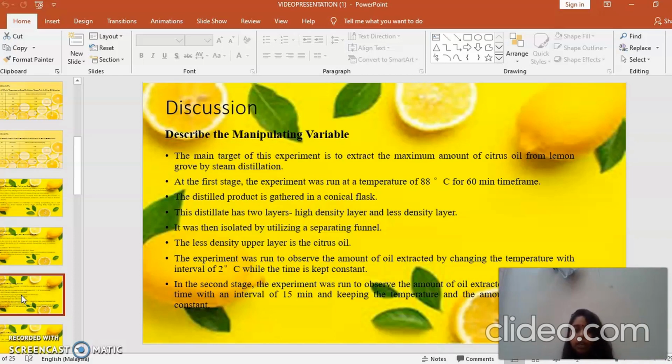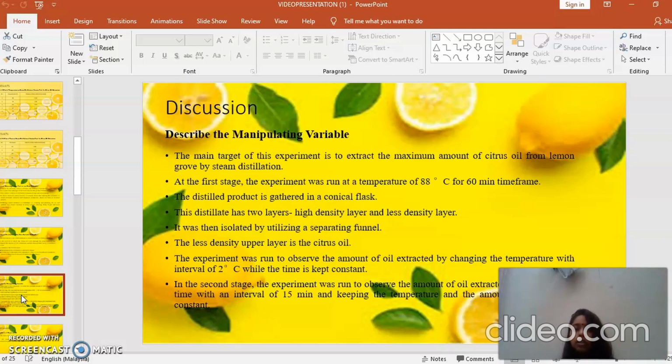The distilled product is gathered in a conical flask, that is the initial oil, our distilled product. And we found that there are 2 layers, which are one high density layer and one less density layer. Then it was isolated by utilizing a separating funnel. The less density upper layer is a citrus oil.